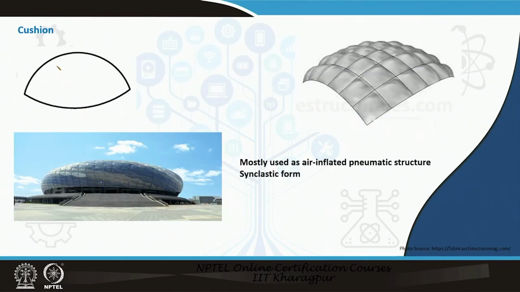And the last one is called the cushion. Cushion is mostly used in air inflated, pneumatic kinds of structures, where it's a thick membrane and there are fewer supports. As it is air inflated, it is actually very light and it can retain that particular shape by the air pressure itself.